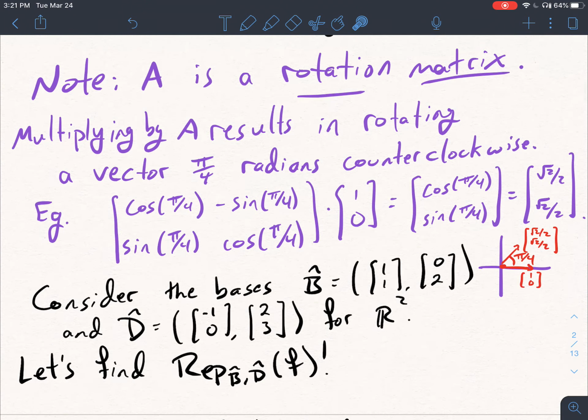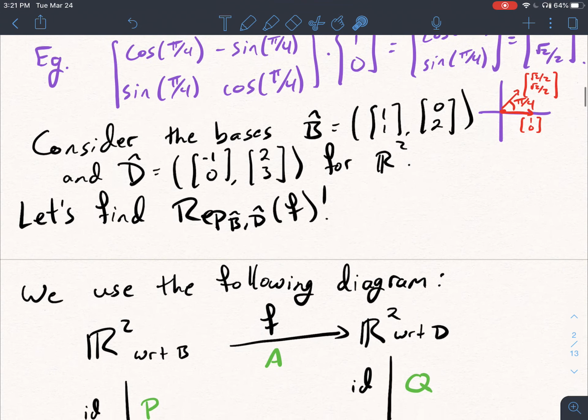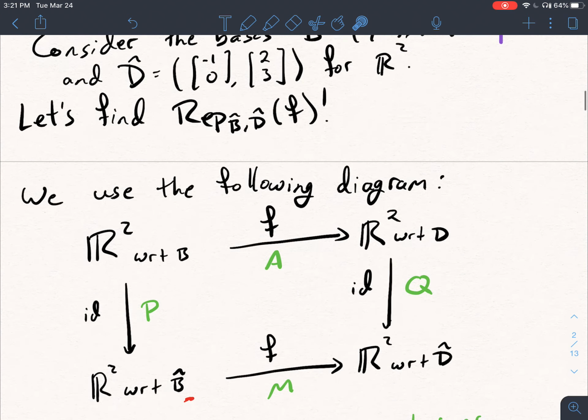And now we have these different bases that are just given to us, and we need to find the representation of F with respect to these new bases B hat and D hat. So B hat has the vectors (1, 1) and (0, 2) in there, and D hat consists of the vectors (negative 1, 0) and (2, 3). Okay, great.